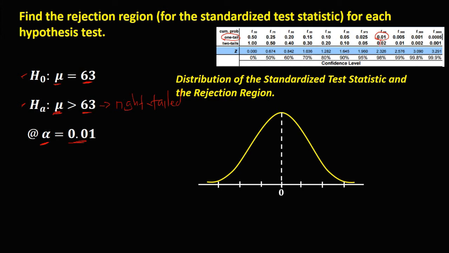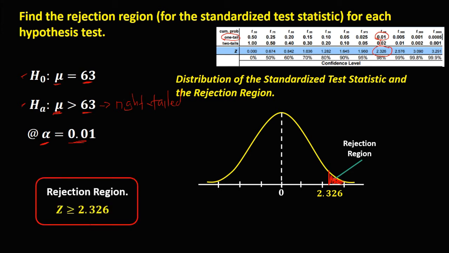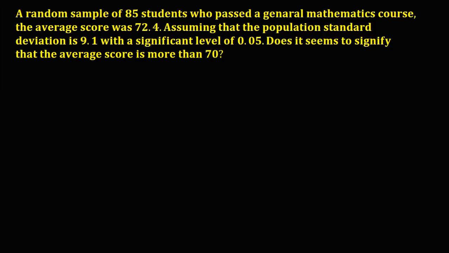So z now is equal to 2.326. Since right-tailed, therefore positive 2.326. So this is now the rejection region. So all numbers to the right of 2.326. So the rejection region now, z is greater than or equal to 2.326.